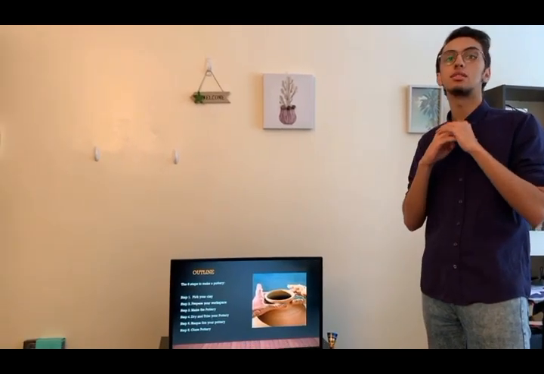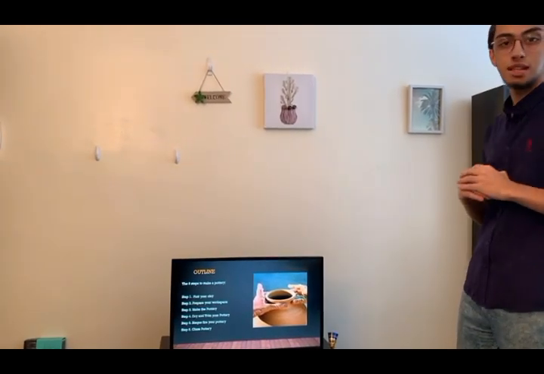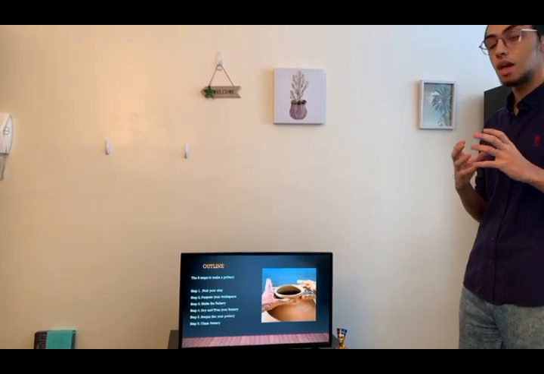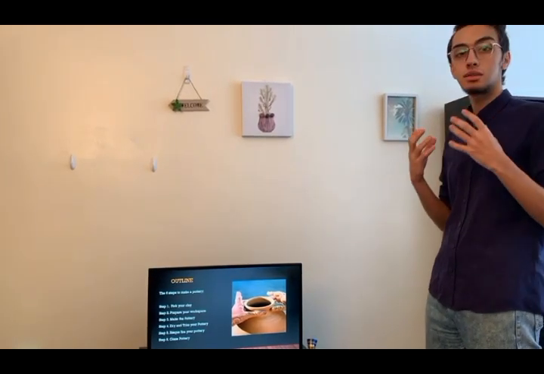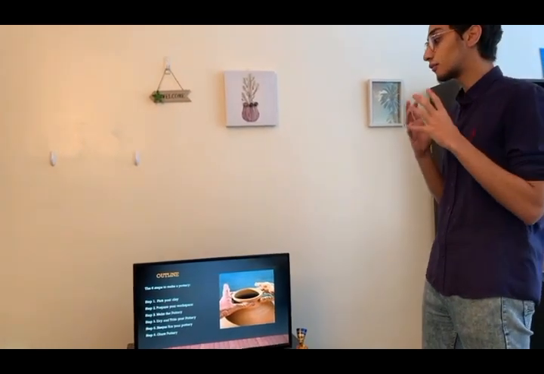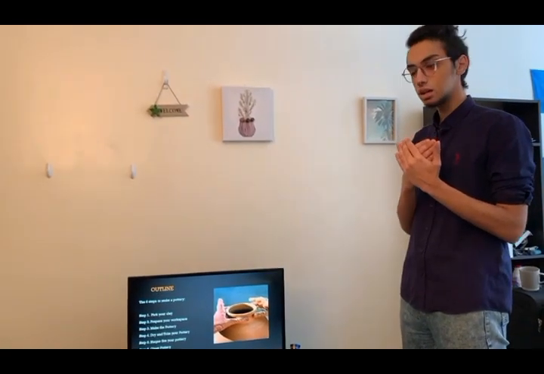Now we will go into the outline of the steps we need to take in order to make the pottery. Our outline has six steps. Our first step is to pick your clay. Our second step is to prepare your workspace. Third step is to make the pottery itself. And fourth step is to dry and trim your pottery carefully. Fifth step is to bisque fire your pottery. And sixth step is to glaze the pottery.